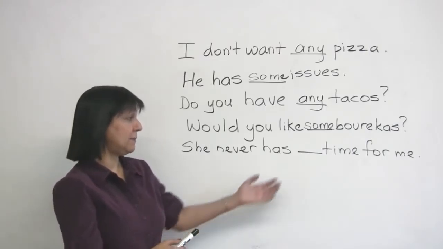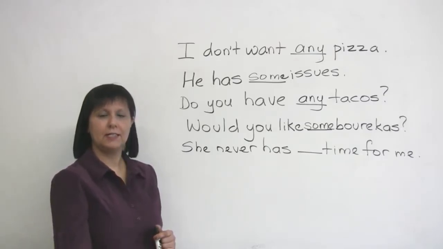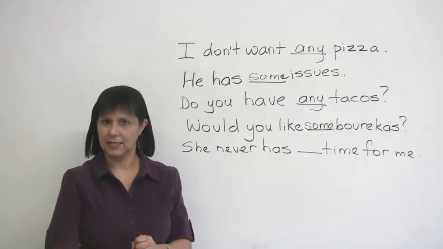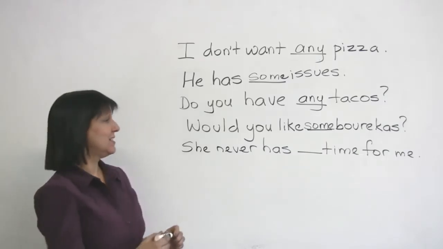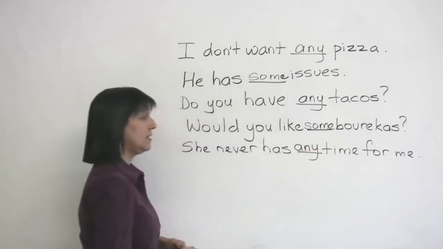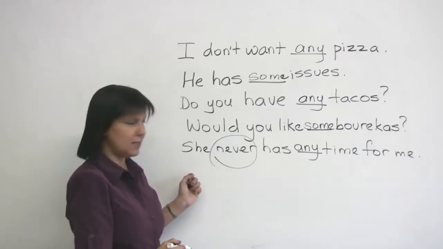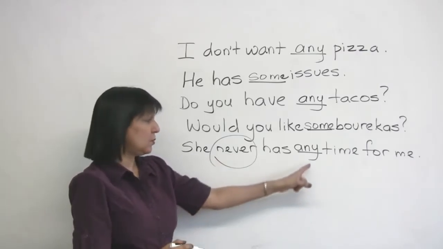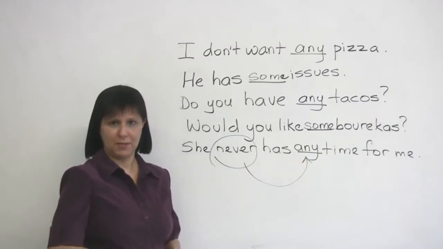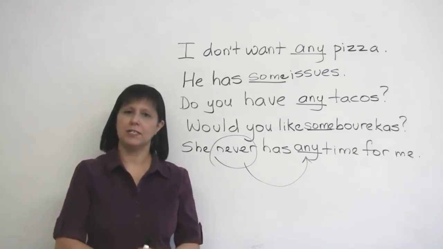Last one. She never has blank time for me. So would we say some or any? Think about it. Okay? Again, this is an exception, even though it's a positive sentence. Because we're using the word never, we are using the word any. She never has any time for me. Okay? I know it can be a little bit confusing, but it's also got a pretty logical explanation.